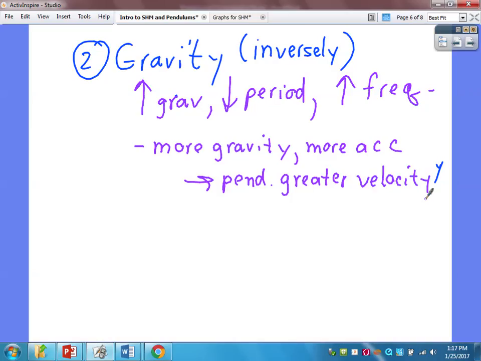All right? So those are the two that will affect it most. So if I go to the moon, gravity decreases. This pendulum should take longer to swing back and forth. It's not going to be as quick. So that's gravity.